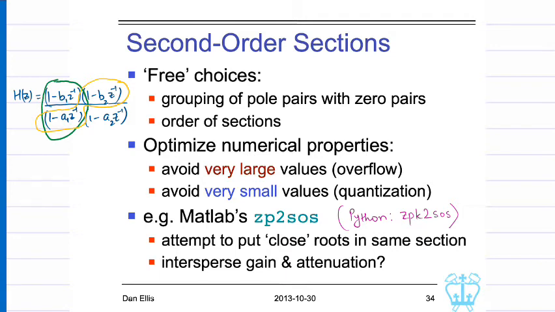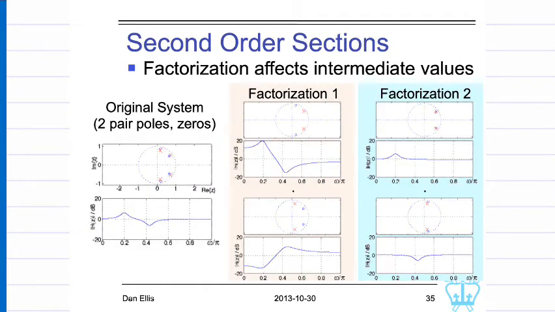MATLAB has a function called zp2sos, but we are using Python. We have zpk2sos. So it attempts to put the roots and poles together. I will show you.